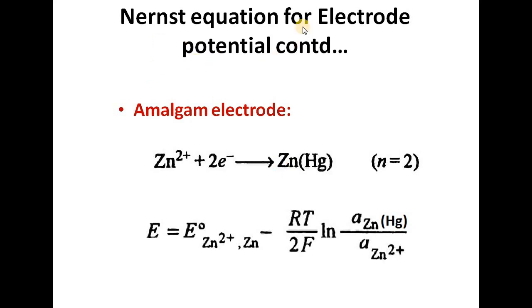Now next is applying the Nernst equation to the amalgam electrode. In this case, zinc 2 plus ions take 2 electrons and convert to zinc amalgam. So again applying the Nernst equation, the electrode potential is equal to the standard electrode potential minus RT by 2F log natural, activity of zinc amalgam divided by activity of zinc 2 positive.